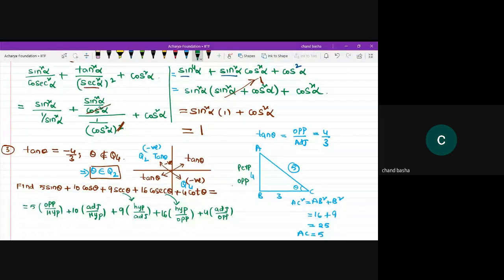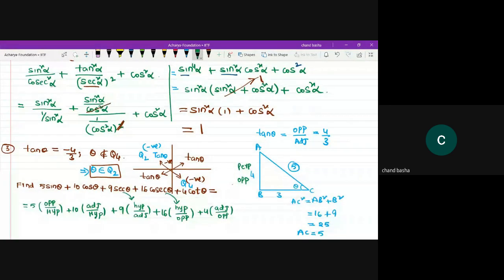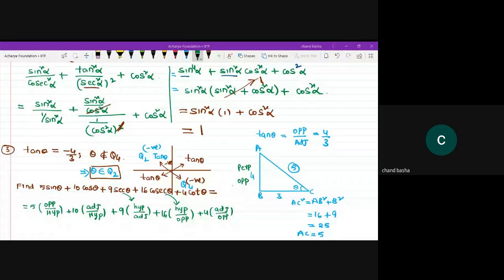You are in second quadrant. Second quadrant means only sine and cosec will be positive. That is important. You told that it is 48, but you are not allowed that in second quadrant. Is secant allowed? No.